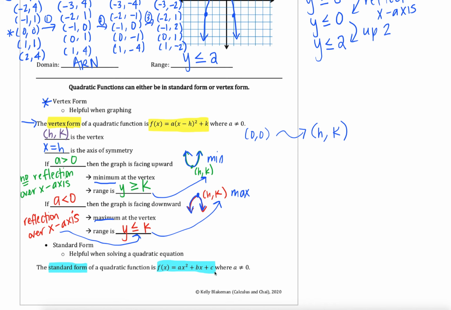B and c are just some other real numbers that we get, where if we were to FOIL out vertex form and combine all of our like terms and write them from highest power to lowest power, that would give us our standard form then.